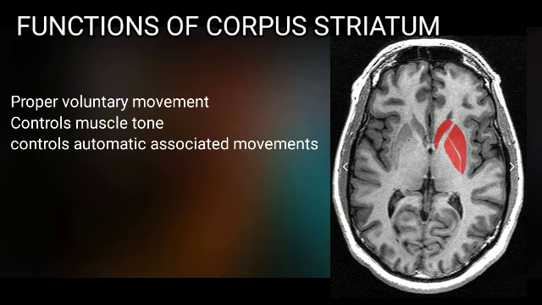Functionally, the corpus striatum helps for the proper voluntary movement of the body by controlling muscle tone, quality of movement, and posture. This corpus striatum is also controlling the automatic associated movements like swinging of the arm during walking.